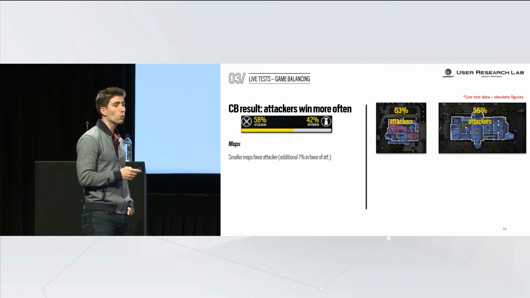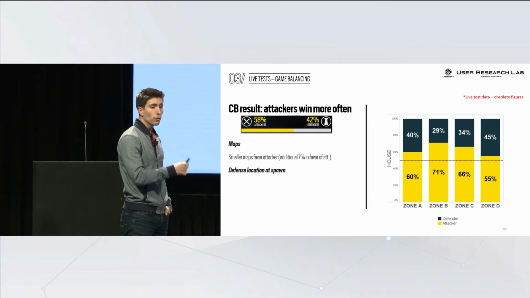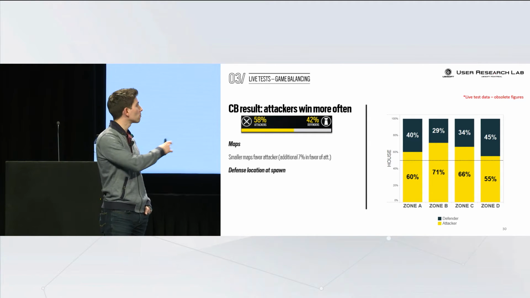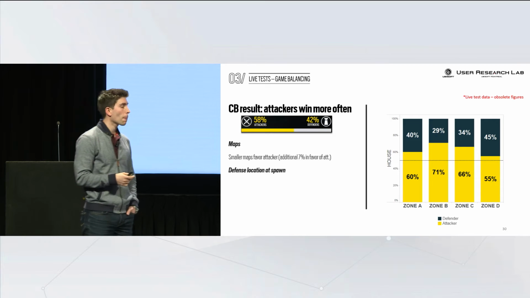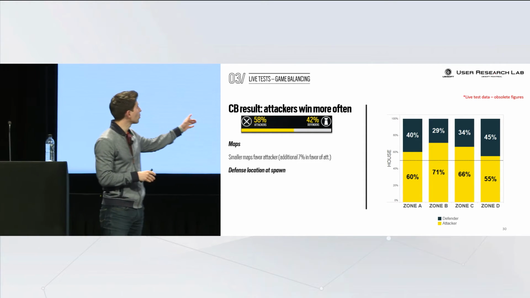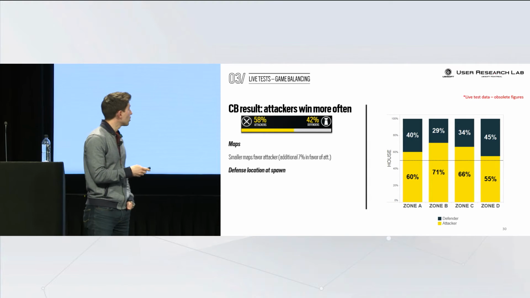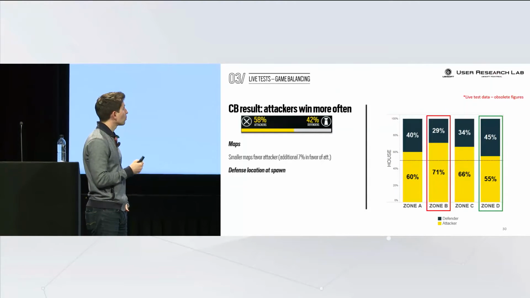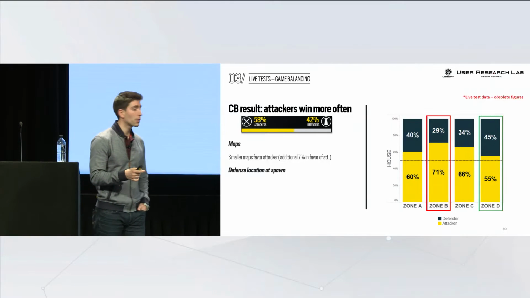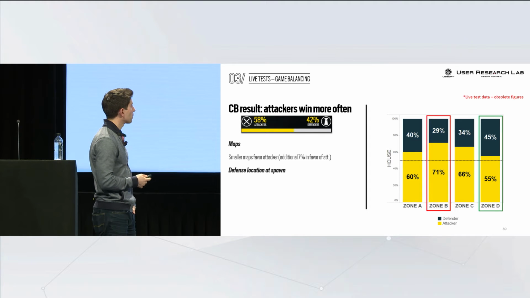It was the defense location chosen by the defender at the beginning of the round. At the beginning of the round, the defending team had to choose between 4 locations on each map. And the graph here shows you the win ratio for every single location, attackers in yellow and defenders in dark blue. And you see that the win ratio is highly depending on the location chosen by the defending team at the beginning of the round. 71% on zone B and 55% on zone B.